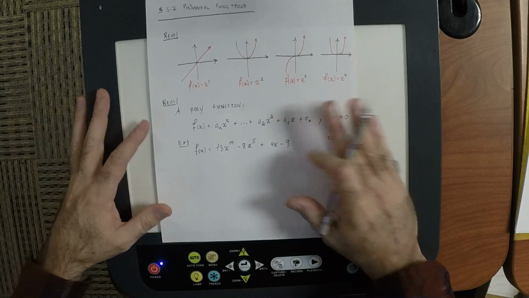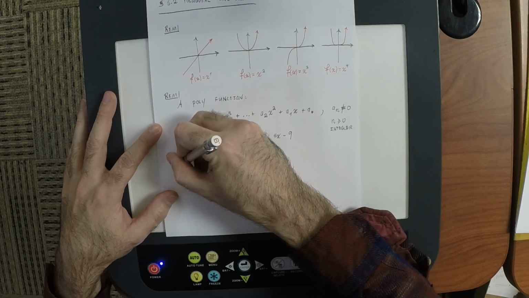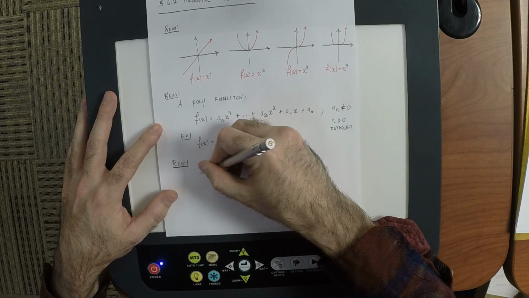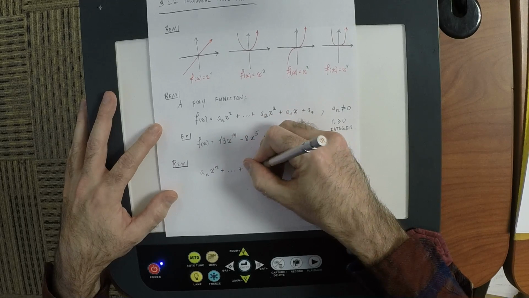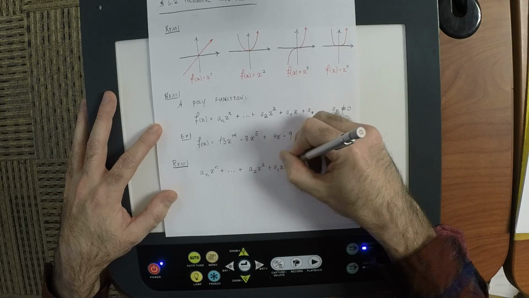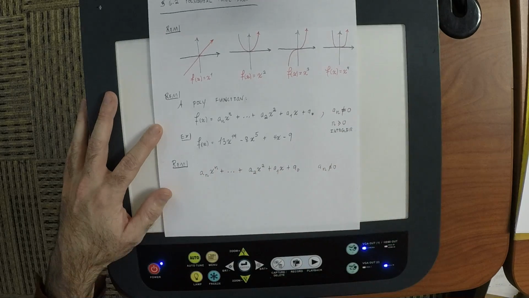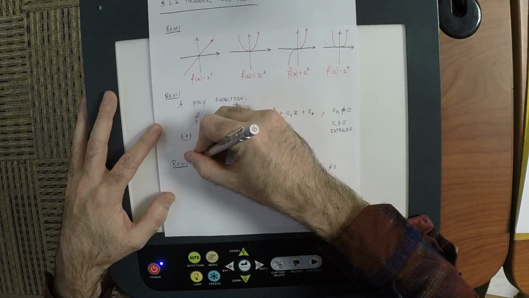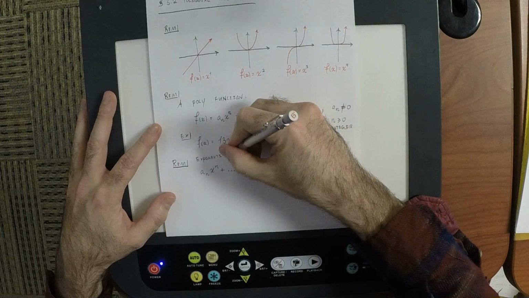So in order to be able to make sense of all that, we need some names. So when you have an x to the n plus, plus a_2 x squared plus a_1 x plus a_0 with a_n not 0, and with these exponents in descending order.